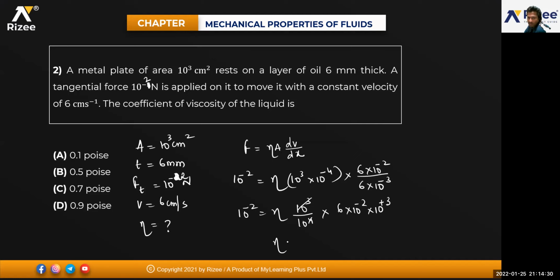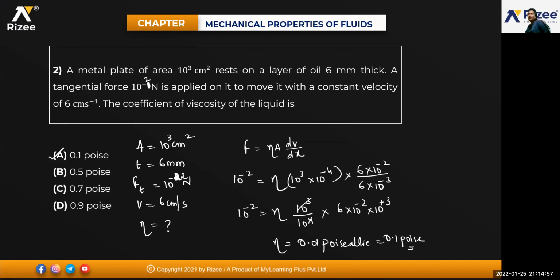So if I'm representing the coefficient of viscosity, eta is equal to 0.01. The unit of this one will be Poiseuille. But the options are given in poise. One Poiseuille is 10 poise. So this will be equal to 10 poise. Okay, so option A will be the answer. Second one, sir. Okay, very good.